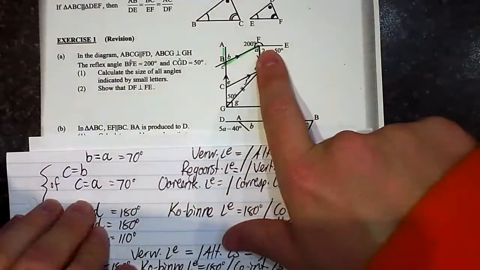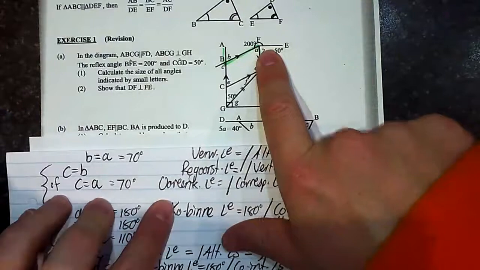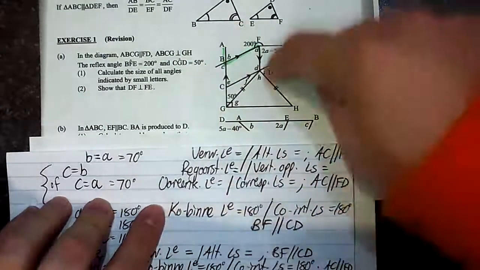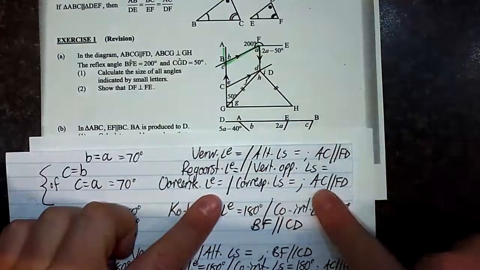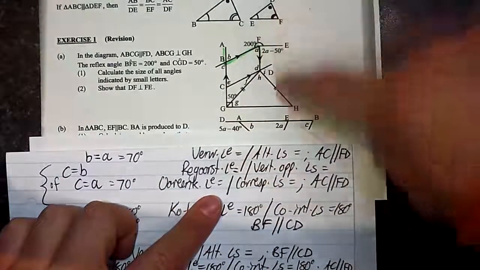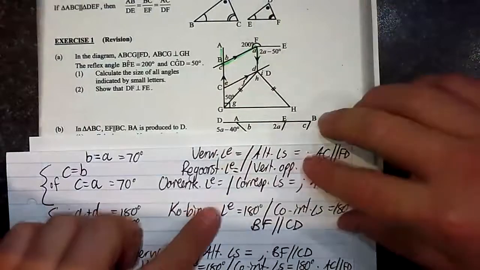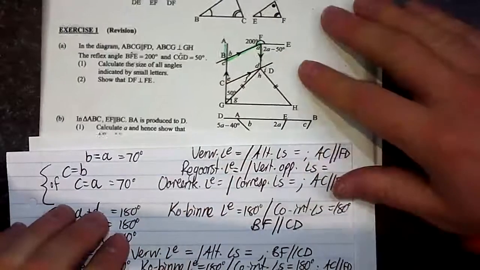Okay, but you could have said C is equal to A as well. C en A is gelyk. Hoekom? Want hulle vorm die F. Sien jy die F? Okay, ooreenkomstige hoeke is gelyk. Corresponding angles equal due to the fact that AG and FD are parallel. Right. So now we have C.